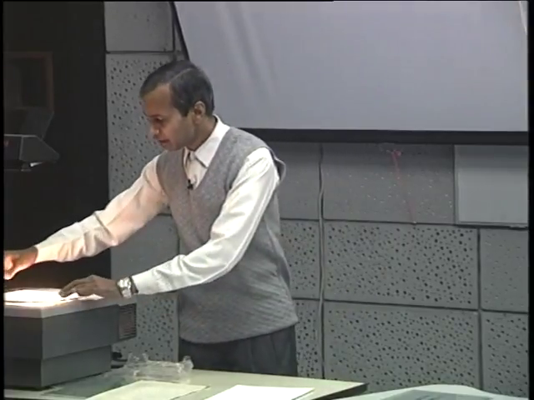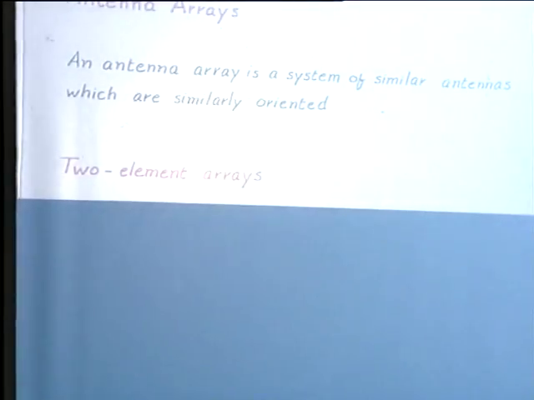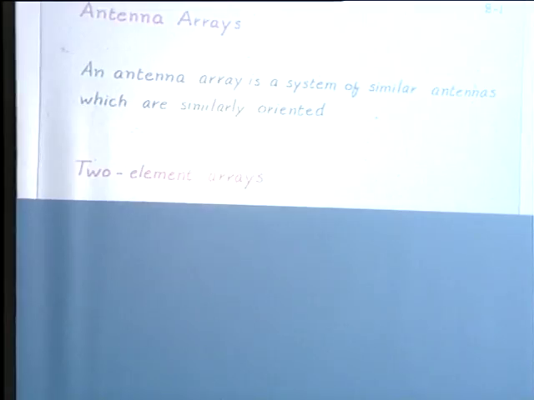This improvement could be of different types. Here, one improvement which is usually sought is the improvement in the radiation pattern. In particular, to make the radiation pattern more directional, we may put more than one antenna together. Obviously, the simplest arrays would be two element arrays, where we put two antennas which are otherwise identical together. The system of two antennas may appear like this.